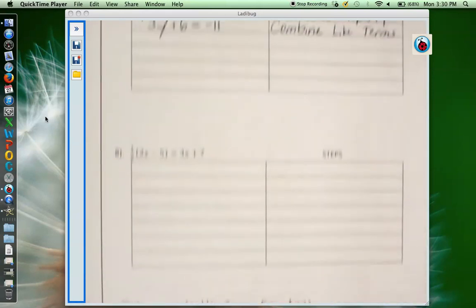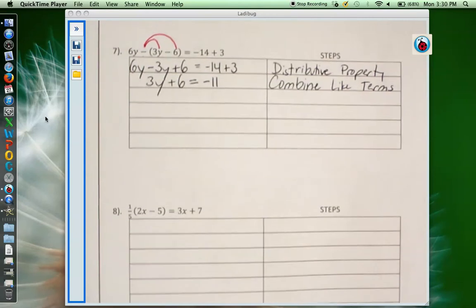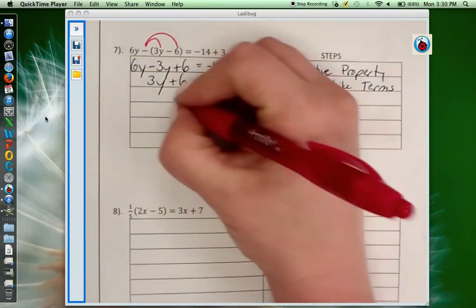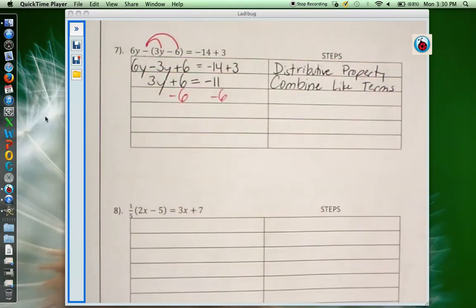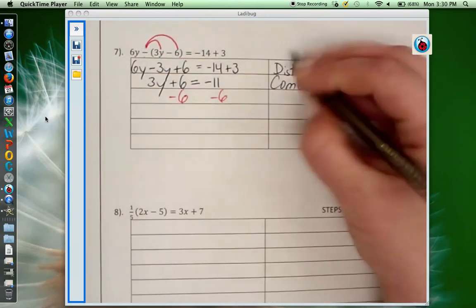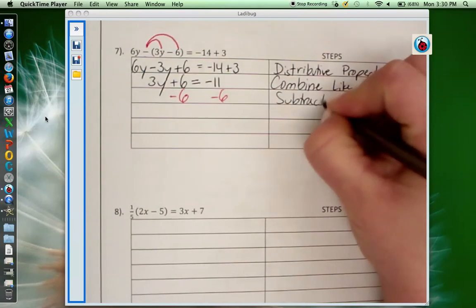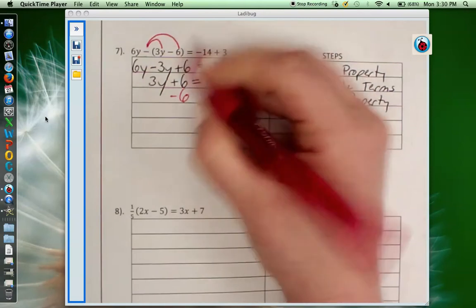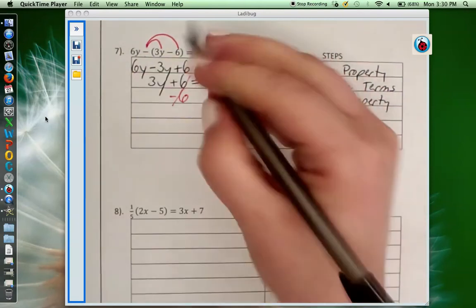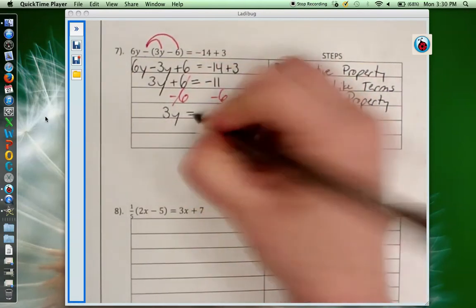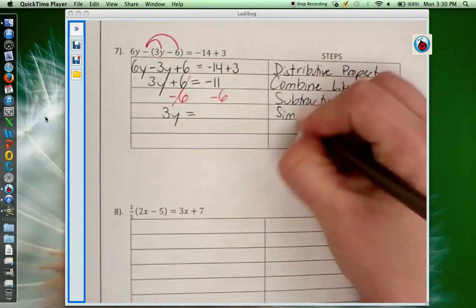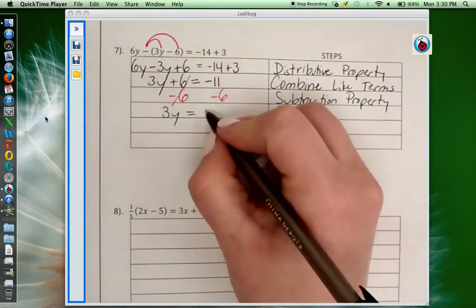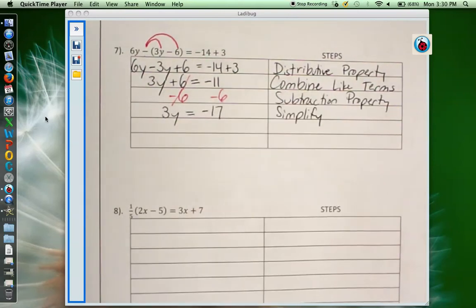All right, so I have 3 times y plus 6. I need to get the y by itself, so now I'm going to do minus 6 to both sides to get rid of the plus 6. That is subtraction property. Plus 6 minus 6 cancels. I end up with 3y equals, I need to simplify, negative 11 and negative 6 combine to negative 17.